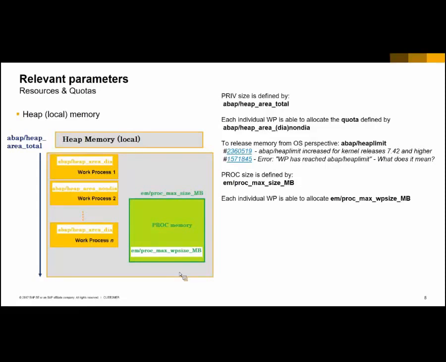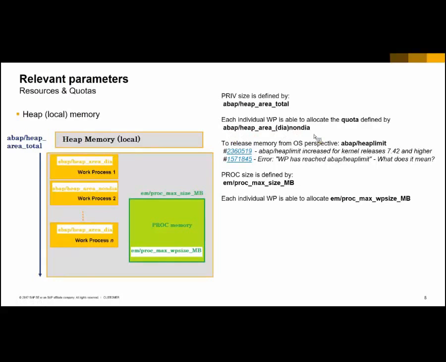The size of the brief memory area is defined by this parameter ABAP heap area total. Similar to what we have just seen on extended memory, each work process is able to allocate a single quota from the total resource. In this case, parameter ABAP heap area dia defines the heap memory quota that a single dialog work process can allocate. For the non-dialog work processes, ABAP heap area non-dia quota applies.